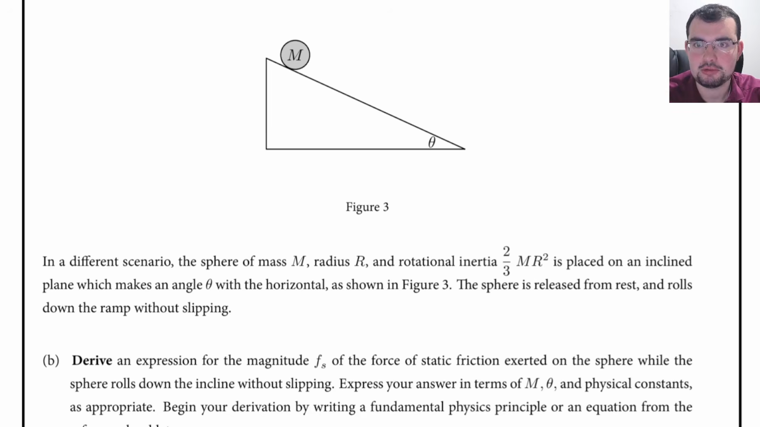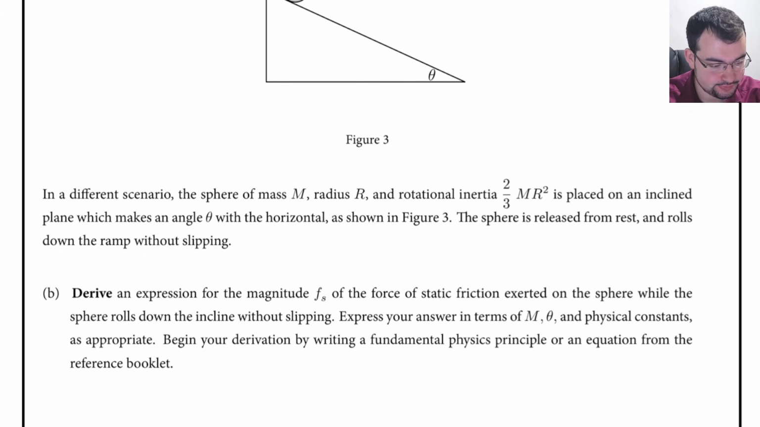Now we do a little mini derivation. So again, part B can just be totally on its own island. We totally change the scenario, but make it at least somewhat related. So we have the same sphere with the same rotational inertia, and we put it at an angle theta with the horizontal on a plane. We release it from rest, and now we do roll without slipping. What is the static friction force on the sphere? Okay. We're allowed to use m and theta and g, right?